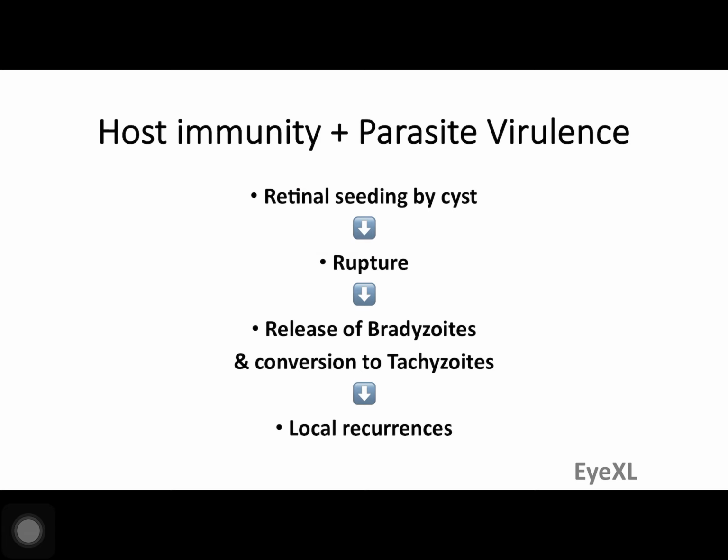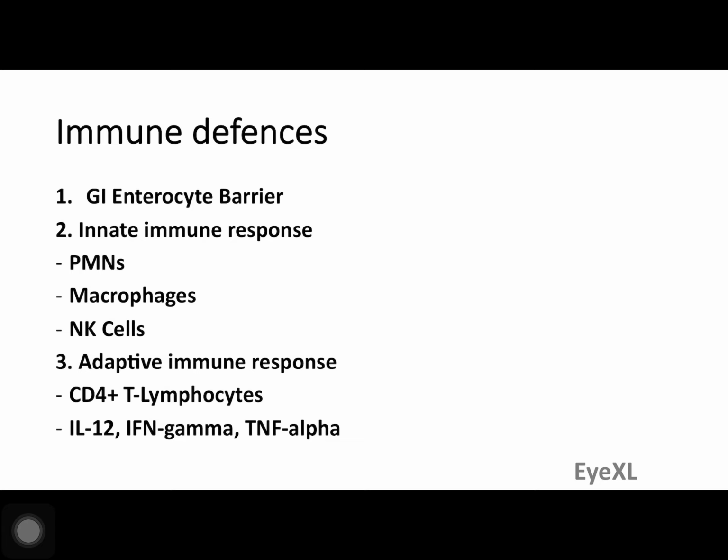Once this cyst ruptures, there is going to be release of bradyzoites. These bradyzoites will convert to tachyzoites, and local recurrences will keep occurring in the retina. So that is what produces so much problem in the visual pathway. So what immune defenses does the body offer to toxoplasmosis?